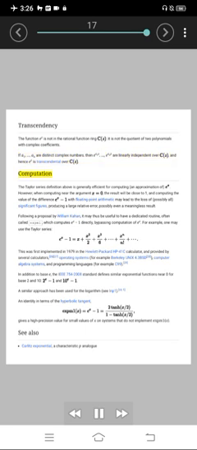Computation. The Taylor series definition above is generally efficient for computing an approximation of e^x. However, when computing near the argument 0, the result will be close to 1, and computing the value of the difference e^x - 1 with floating point arithmetic may lead to the loss of possibly all significant figures, producing a large relative error, possibly even a meaningless result. Following a proposal by William Kahan, it may thus be useful to have a dedicated routine, often called expm1, which computes e^x - 1 directly, bypassing computation of e^x. For example, one may use the Taylor series.